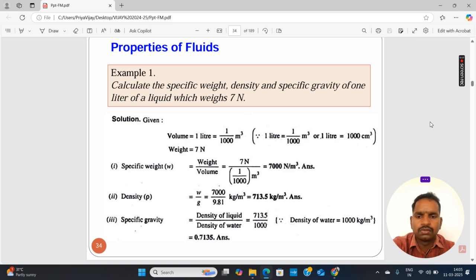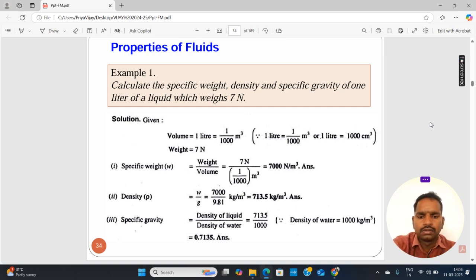Density: we know that W equals rho g, so rho will be equal to W by g. Already we have calculated the specific weight, so substitute that value. g is a constant value, 9.81. So the value we have got is 713.5 kilogram per meter cube. So this is the density of the given liquid.